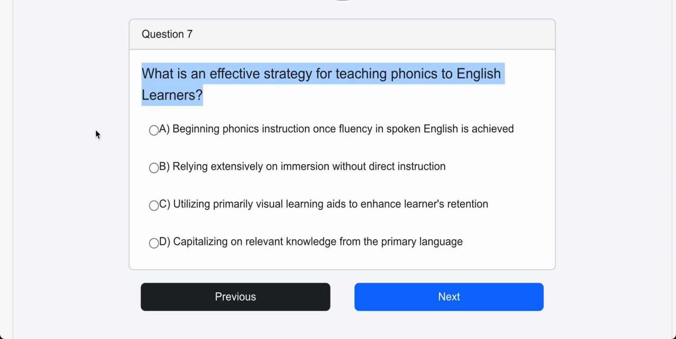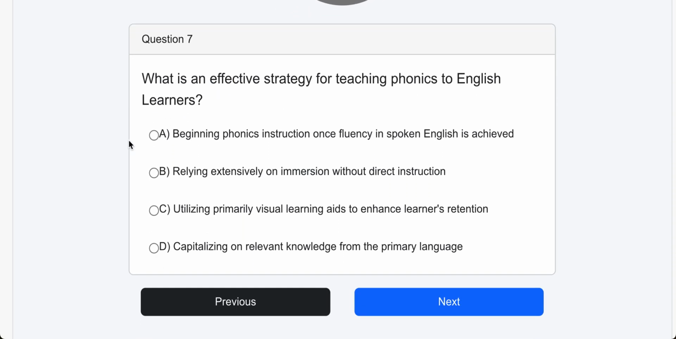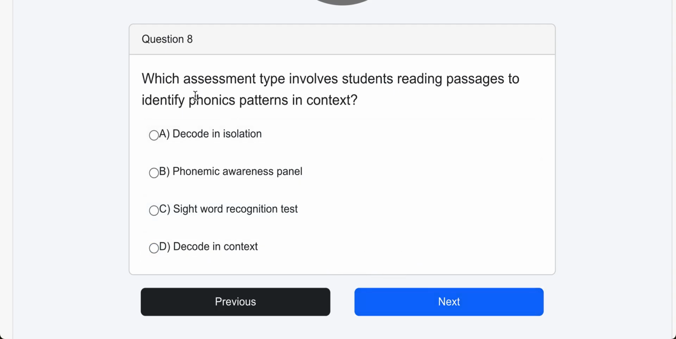Now, of course, it gets harder if the student's first language is further away from English. But what we can do is we can always learn from their culture and their language in order to help them learn the lessons that we're teaching. So here we go. Letter D, capitalize on relevant knowledge from their primary language. Moving on to question number 8.